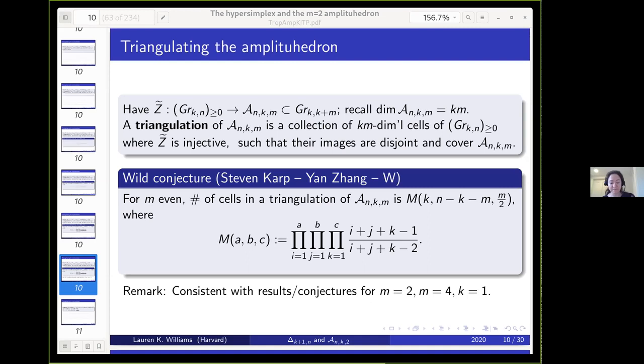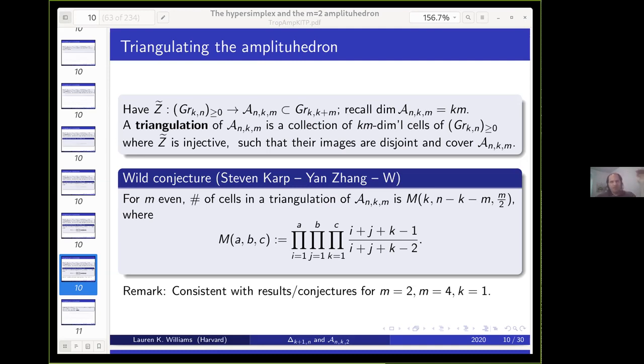Right. Is there some sense in which the momentum amplituhedron for m equals 2 is just the hypersimplex somehow, or not? I mean, that seems like an obvious place to try to make the connection, because you're using the T-duality map to connect them, and we already have something that connects them.